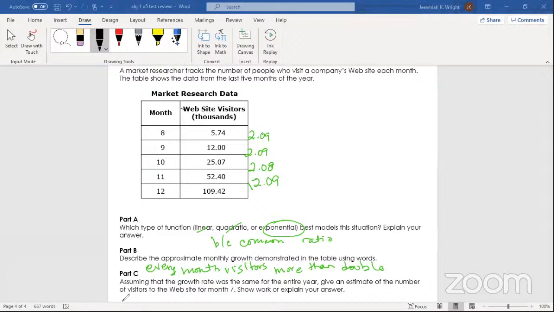Assuming that the growth rate was the same for the entire year, give an estimate of the number of visitors of the website for month 7. Well, month 7 would be right here, right before 8. Since we're multiplying to get up, we divide to get down. So 5.74 divided by 2.09. It says show your work. So we're going to say 5.74 divided by 2.09 equals 2.746. So let's say 2.75. All right, estimate of the number of visitors. So the estimate is approximately 2.75 visitors in month 7.